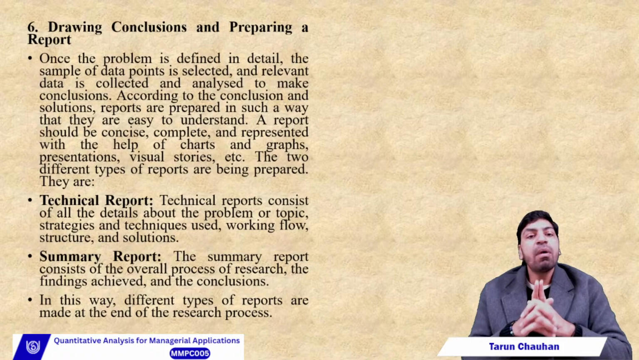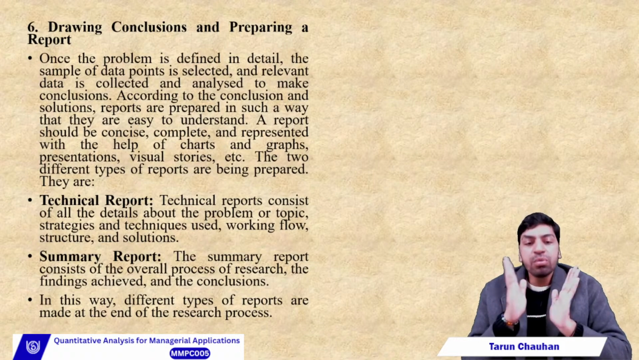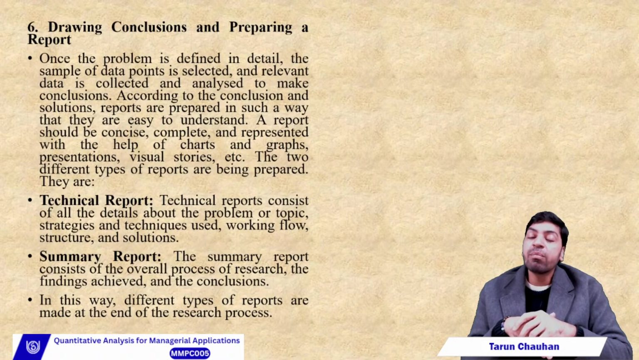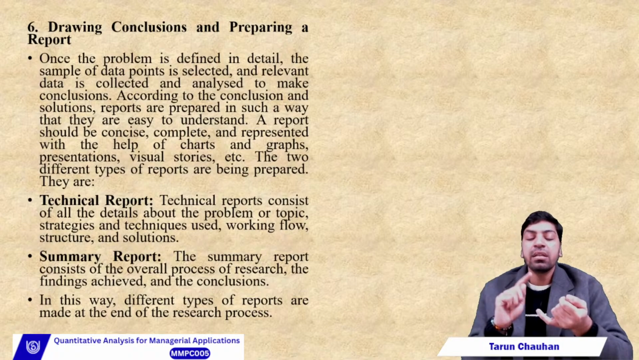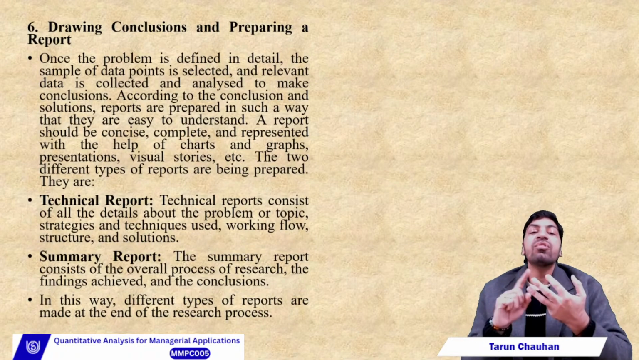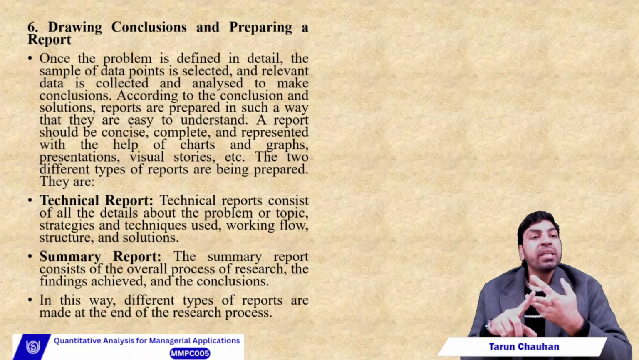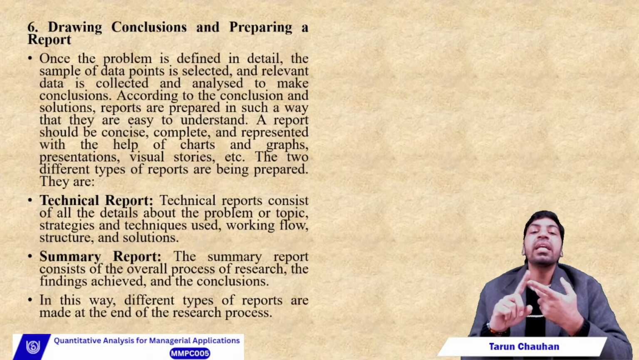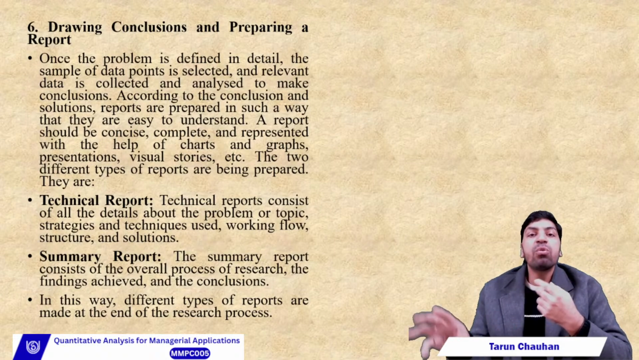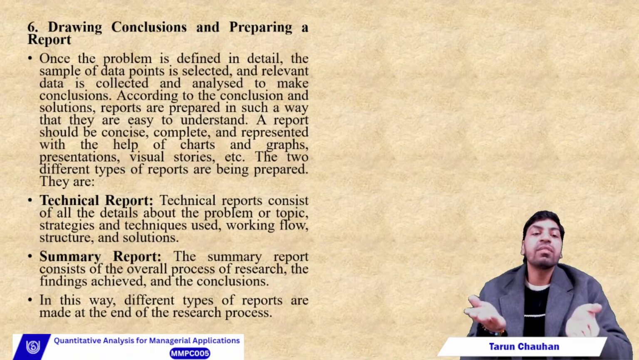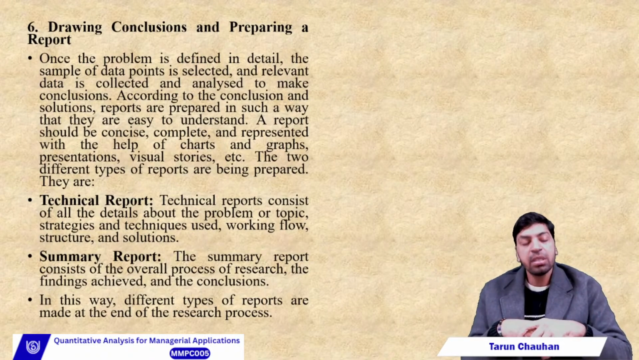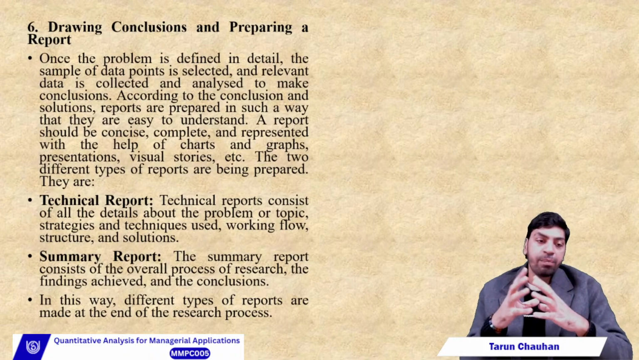So when we talk about technical reports, a technical report consists of all the details and all the information about the problem or the research topic. It has all the information relating to strategies, the techniques used in the study, the working flow, the prescribed time period of the study, the structure of the study, and solutions. That is called the technical report.